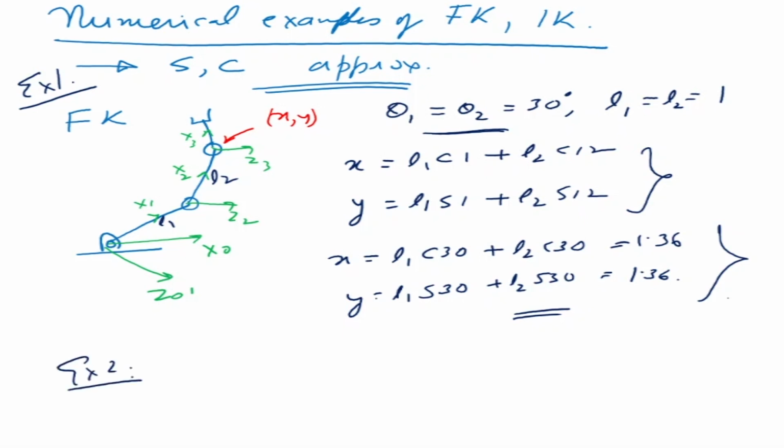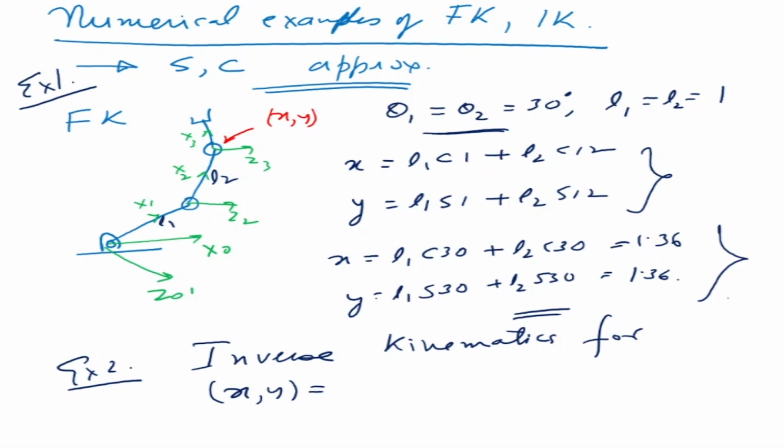Now, let's do example 2, inverse kinematics, for XY equal to 1.36 and 1.36. Okay, and let's say the total angle phi is equal to some other value. Okay, let's take some other value. So what I'm doing, the inverse kinematics. Oh, let me just do the XY phi. So phi is equal to, let's say, 90 degrees.